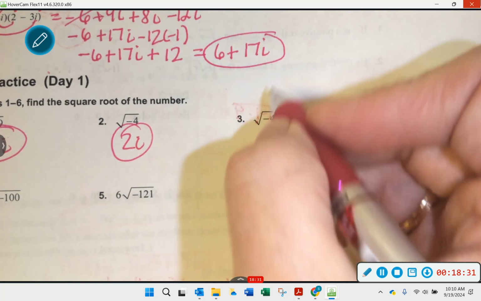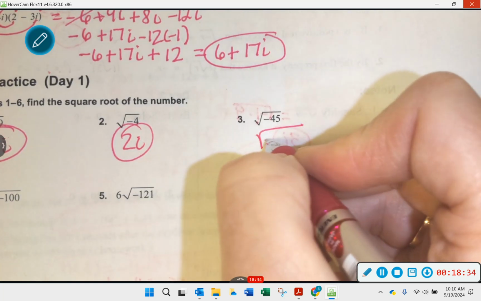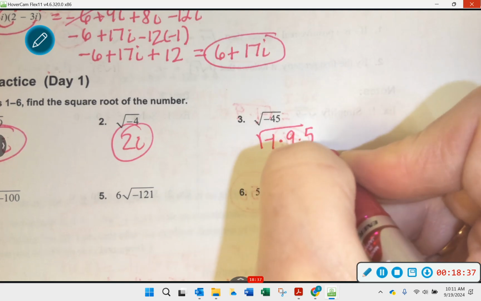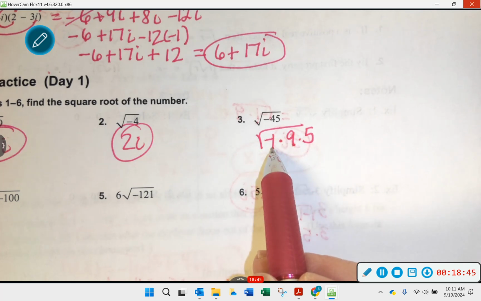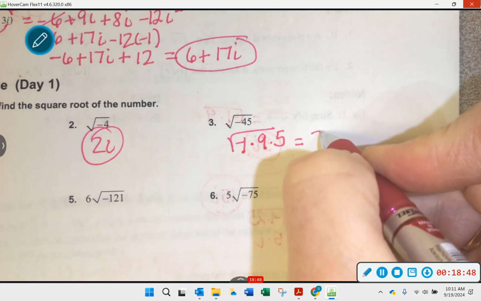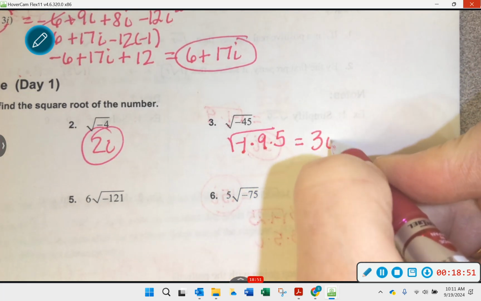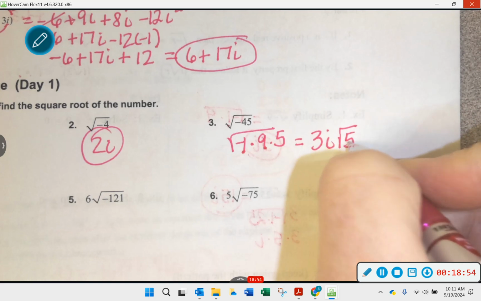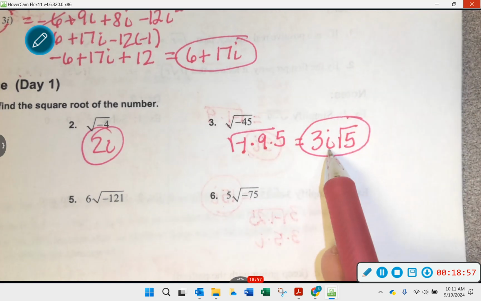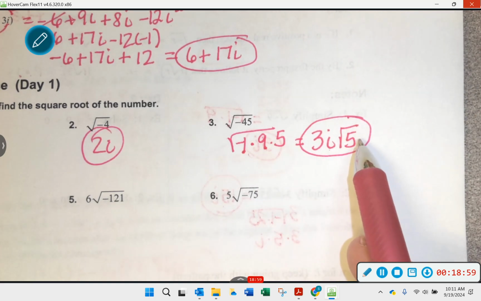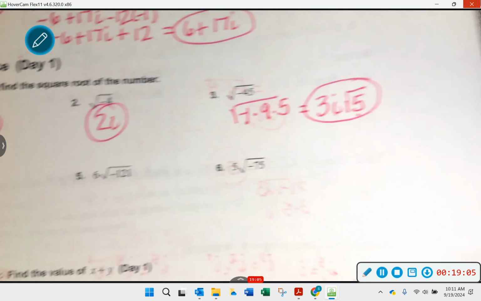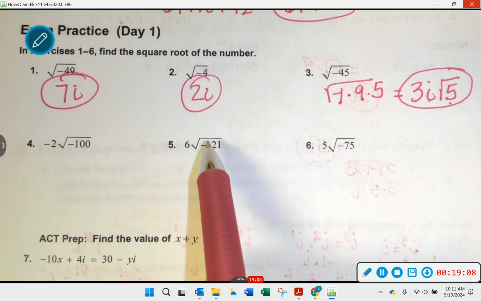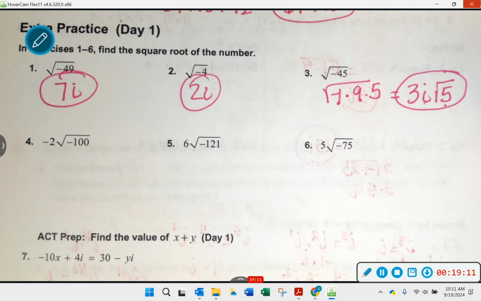Let's do one that's not quite as easy. So I'm going to have to think of this as -1 times 9 times 5. I chose the 9 because it's a perfect root. What is the square root of 9? What's the square root of -1? Here's the order we write it in. We do the real part, we put the imaginary, and then we put the radical. We don't put the i at the end because then it looks like it's under the radical and it's confusing. So we do real, imaginary, radical. Okay? All right, 10 seconds. Do numbers 4 and 5 on your own.